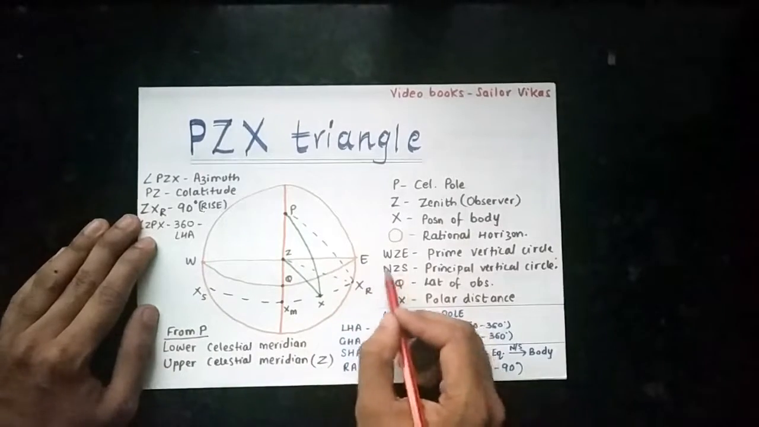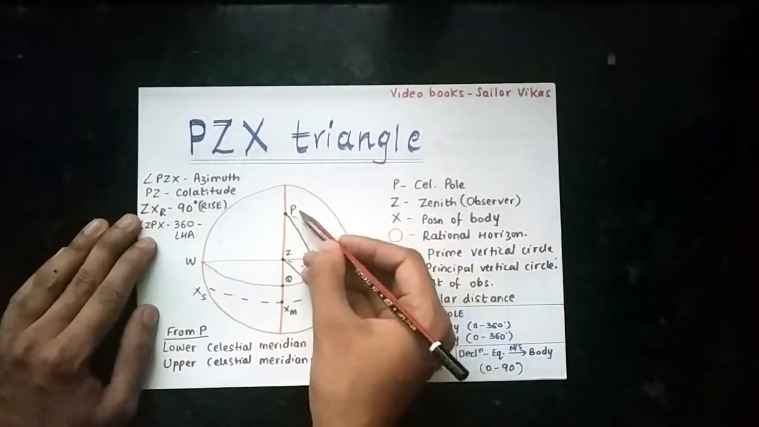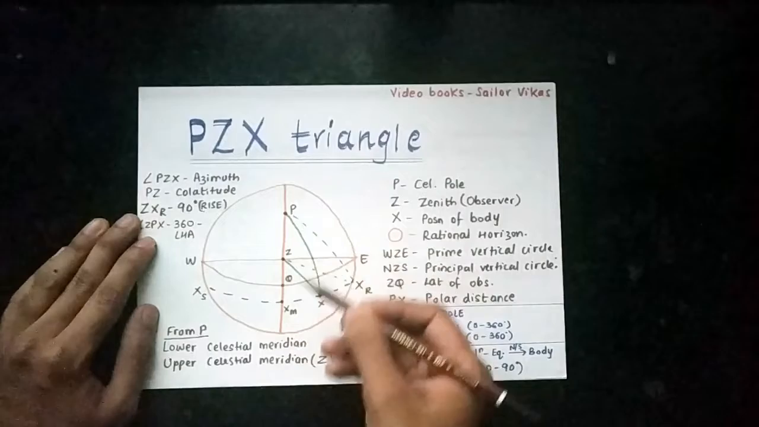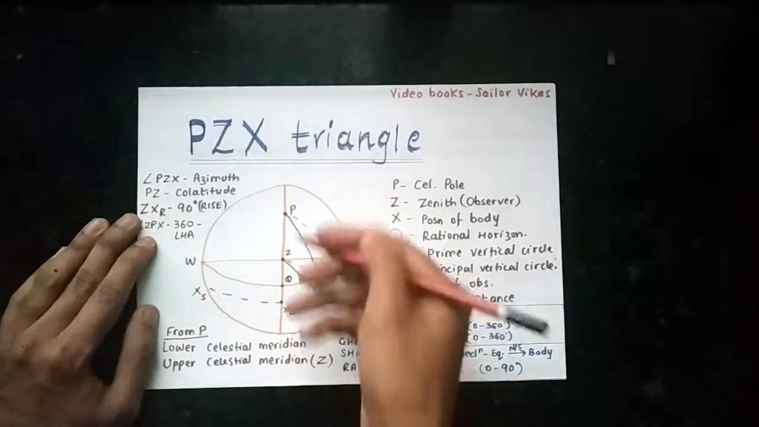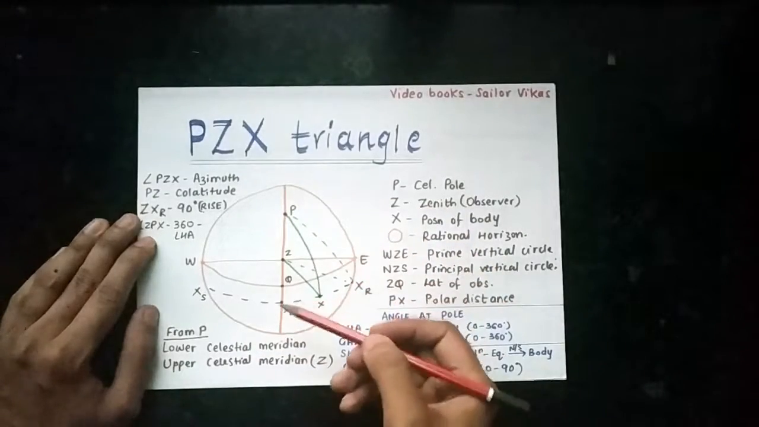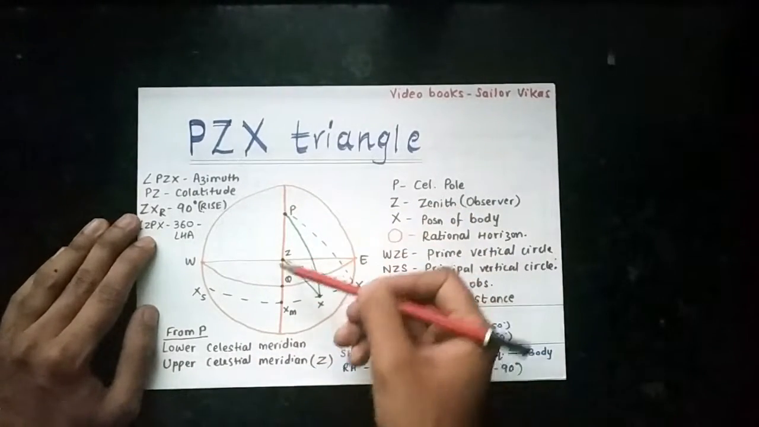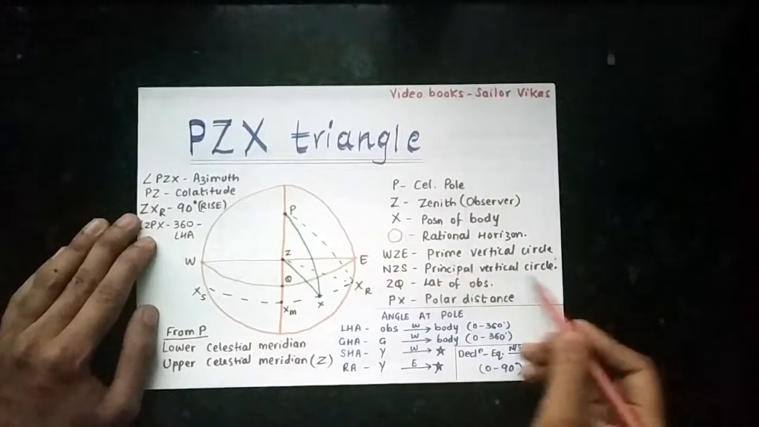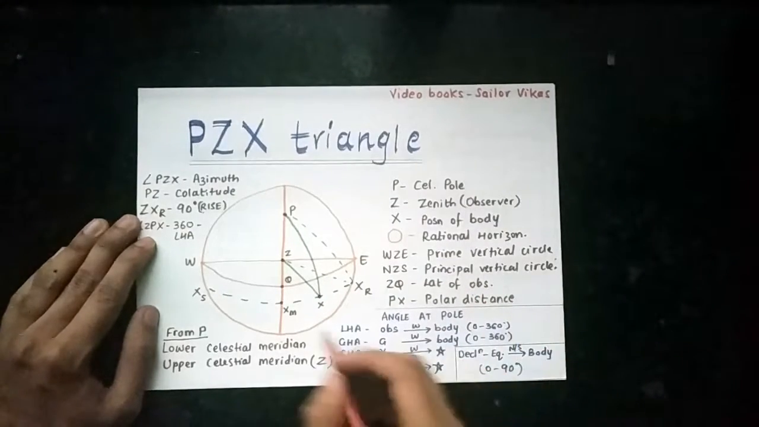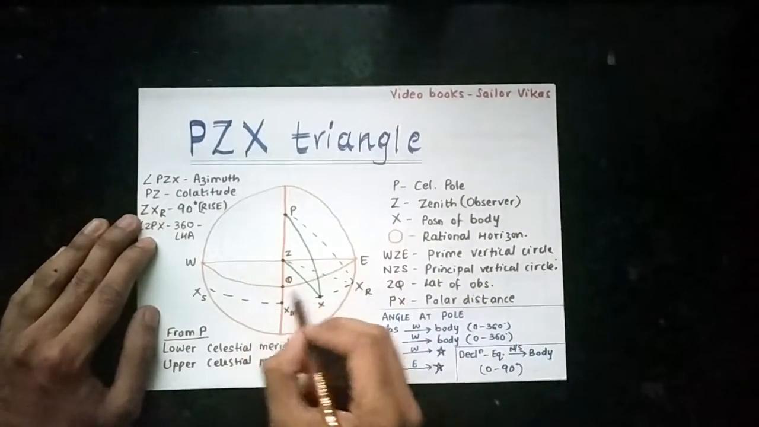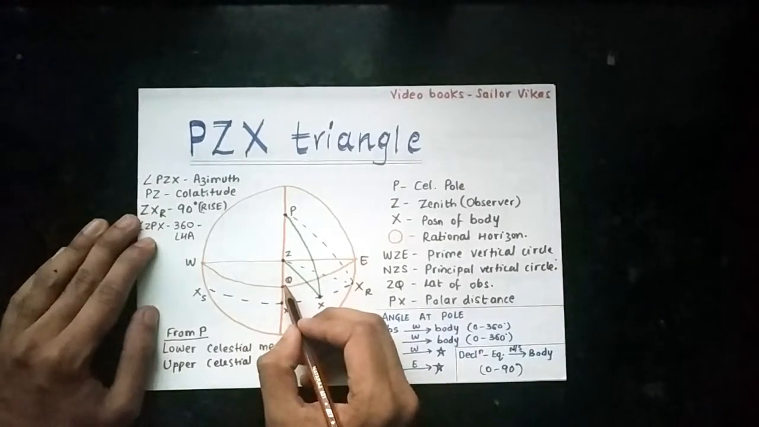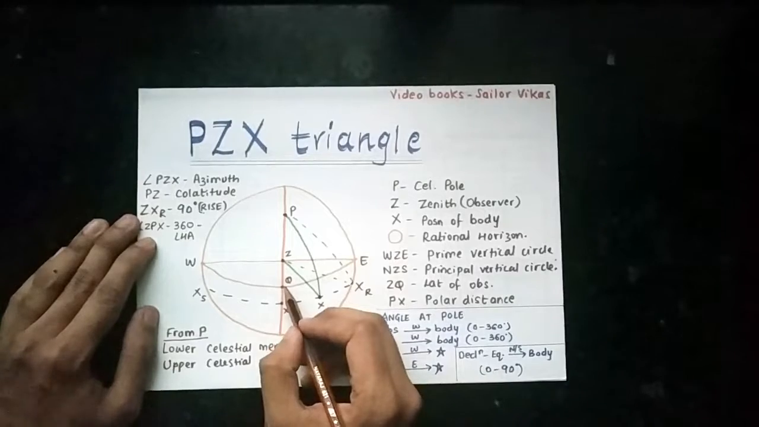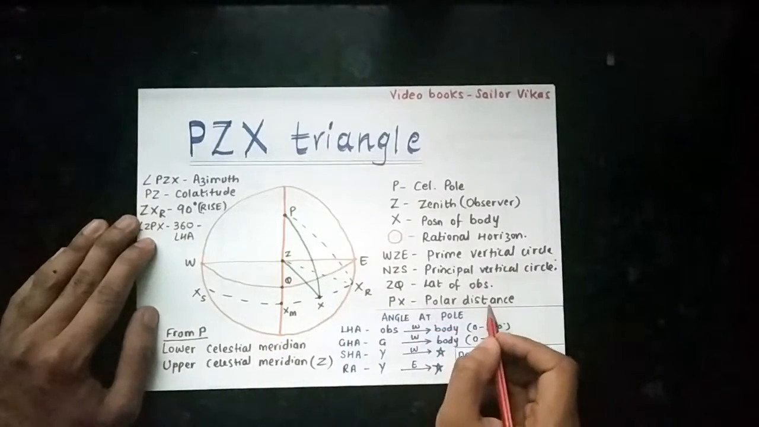And the NZS, let's suppose this is the north pole and the south pole which is hidden. The circle which is passing through the north and south poles as well as the zenith will be the principal vertical circle. Then ZQ is the latitude, this is the equinoctial, and this is the observer. So the distance from Z to Q will be the latitude of the observer. And PX is the polar distance.